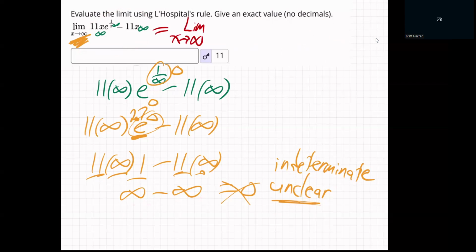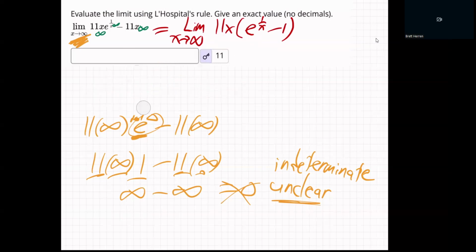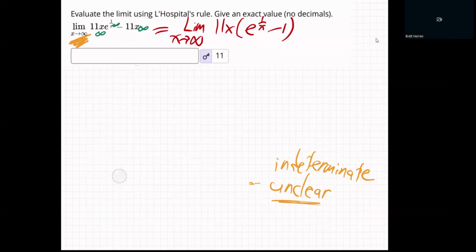So what can you take out? I'm going to take out 11x, and that leaves e to the 1 over x minus 1, right? Did I do that right? 11x, boom. 11x times e to the 1 over x minus 1, and boom. Yeah, okay. So that's right. So I factored. Okay, great. So what does that do for me? Let me erase all this silliness, which really didn't get us anywhere. You can look back on the video if you want to see it again, but it didn't get us anywhere.